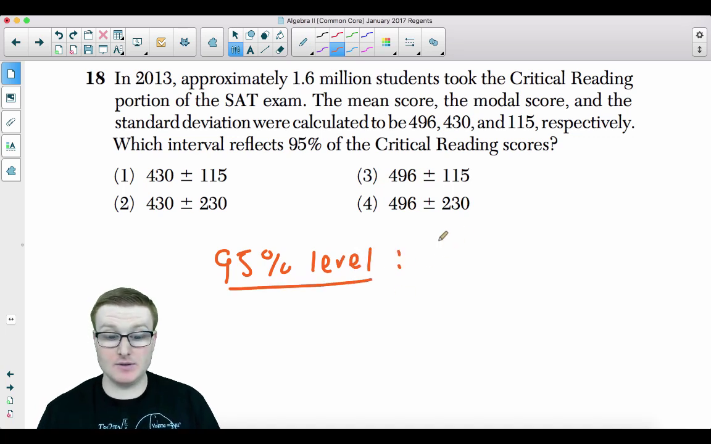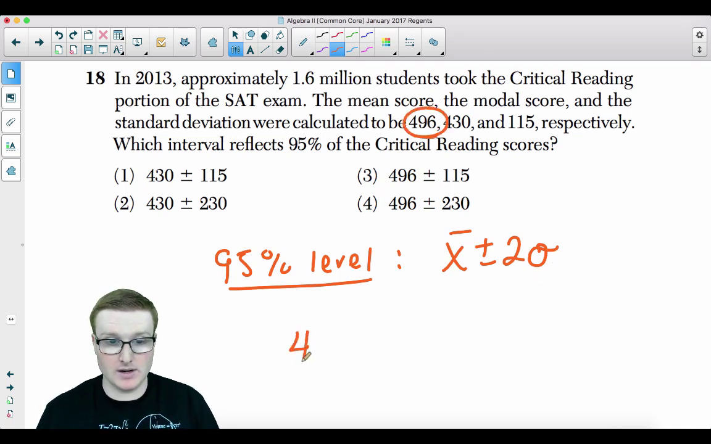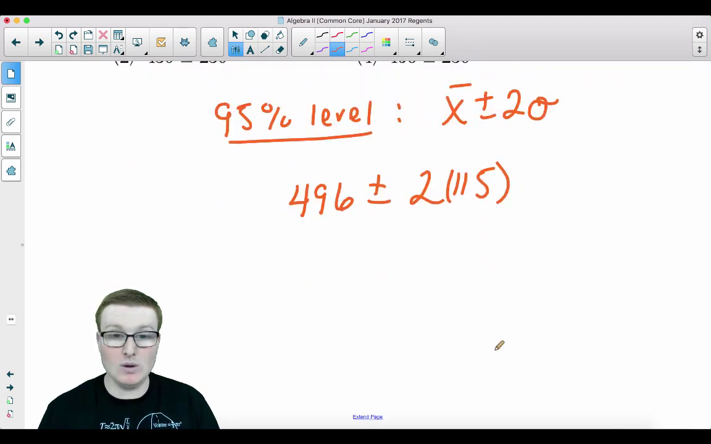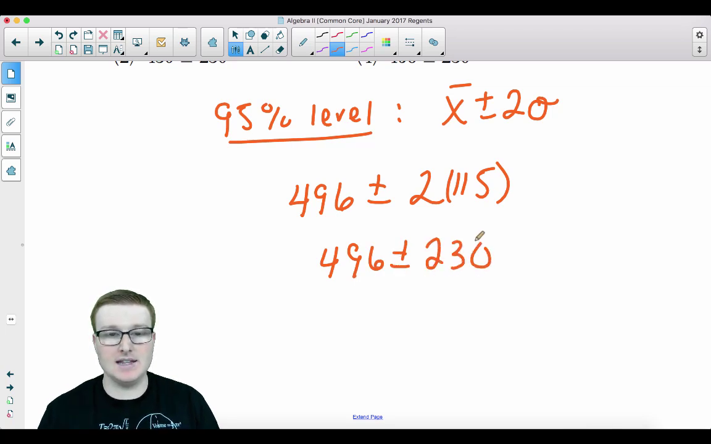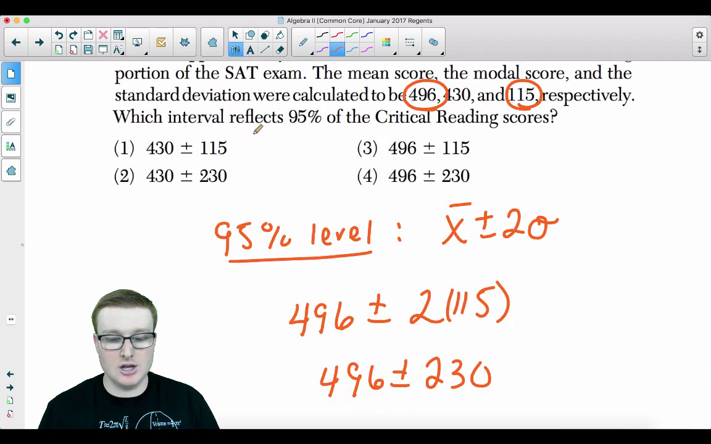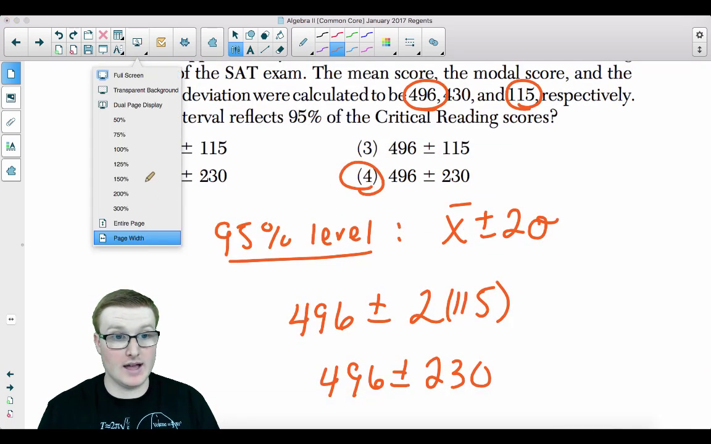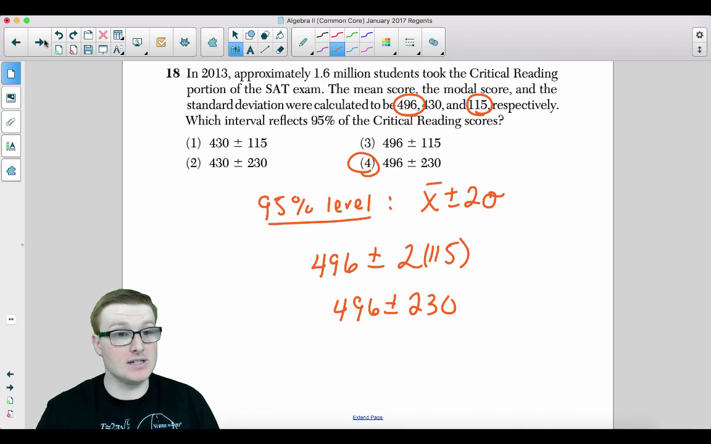The 95% level is the mean plus or minus 2 standard deviations. Well, the mean is 496. So it's 496 plus or minus 2 times the standard deviation, which they tell you is 115. So it's 2 times 115. When you simplify that, 496 plus or minus 2 times 115, which is 230. And that, ladies and gentlemen, is your interval. Your answer is choice 4 for that question. That's all you got to do. Pretty simple stuff.